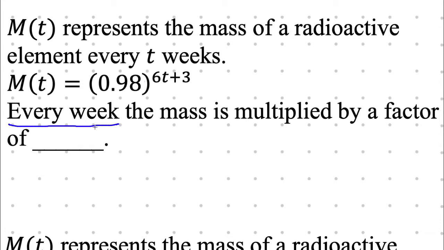This is not every week. I can't even tell what's happening up here. 6t plus 3. Normally we have t divided by something. This is 6t plus 3. It's super weird. How am I supposed to get just t by itself? Again, that's the whole goal of this question because we're doing every week. Every week means I just have a t over there and that's it.